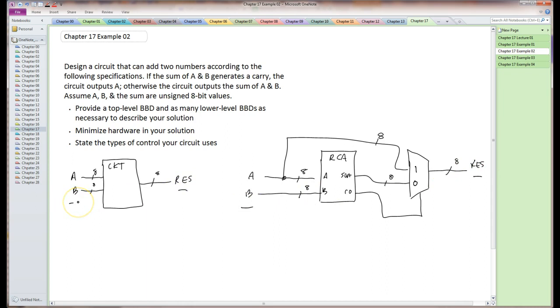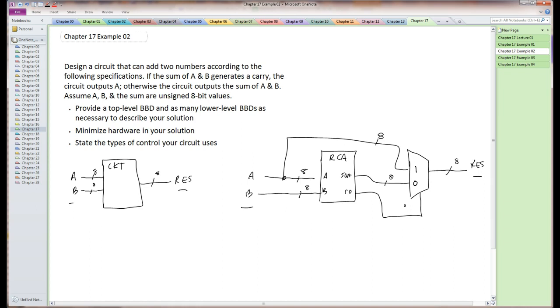So here's the A and B inputs, RES is the output. Those match the black box diagram. I have all inputs connected. I'm using a mux to make a decision. I have the inputs numbered, and I will call this problem almost done because we keep forgetting to say what controls this circuit.